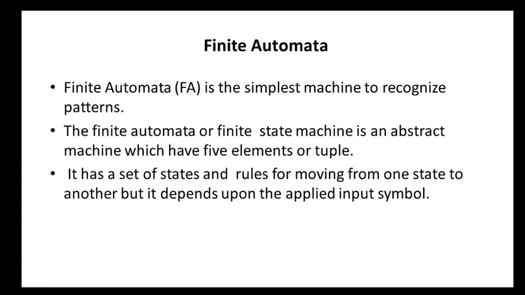The finite automata, also called a finite state machine, is an abstract machine which has 5 elements or 5 tuples. It has a set of states and rules for moving from one state to another state, but those rules depend upon the applied input symbol.